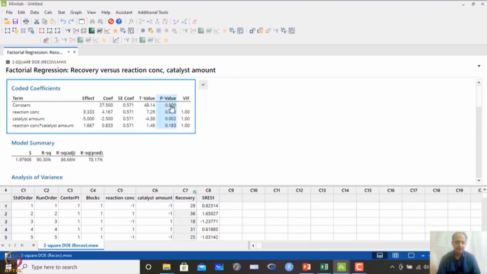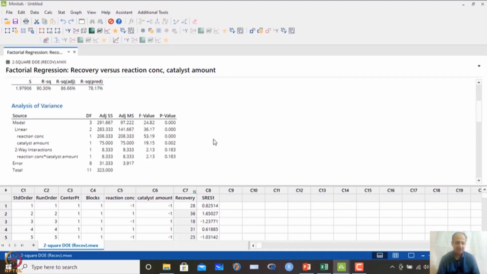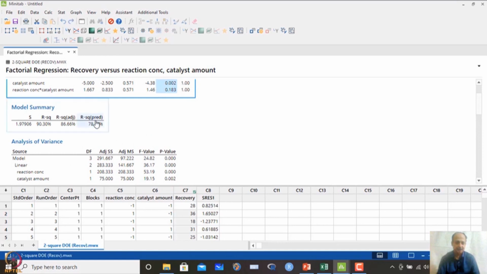Okay. So when we click OK over here, what we observe in the coded coefficients is that reaction concentration and catalyst are significant over here, but the interaction effect is not significant. The interaction effect is not significant over here. And the R square predicted value is about 78.17 if the interaction is also included.